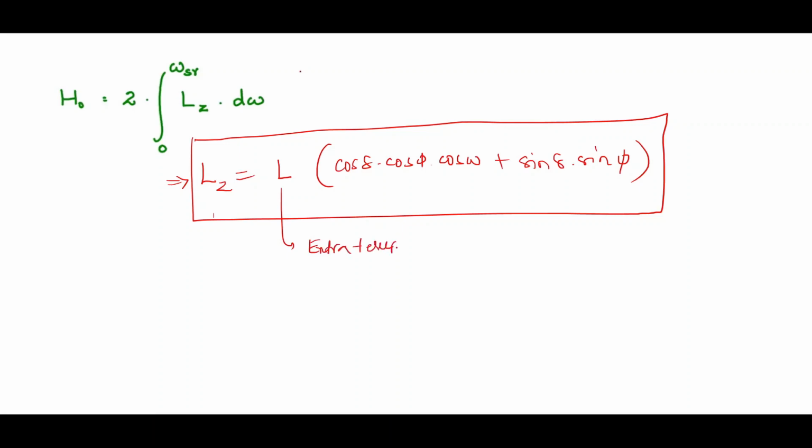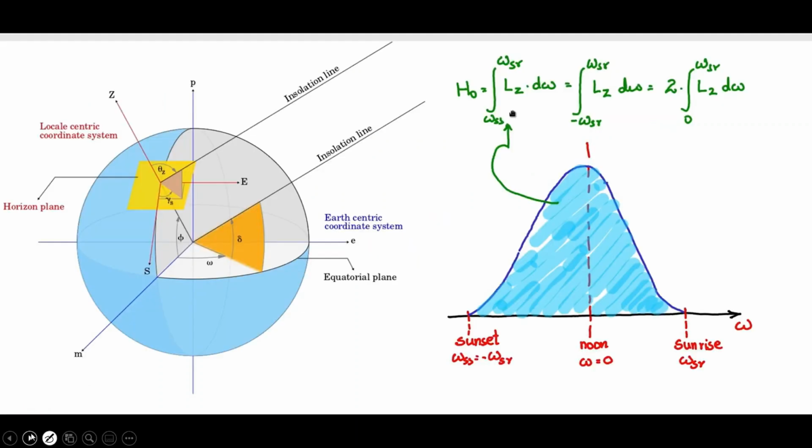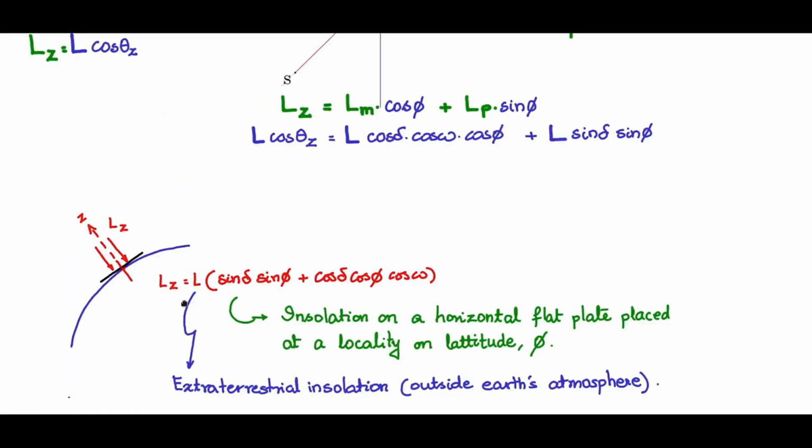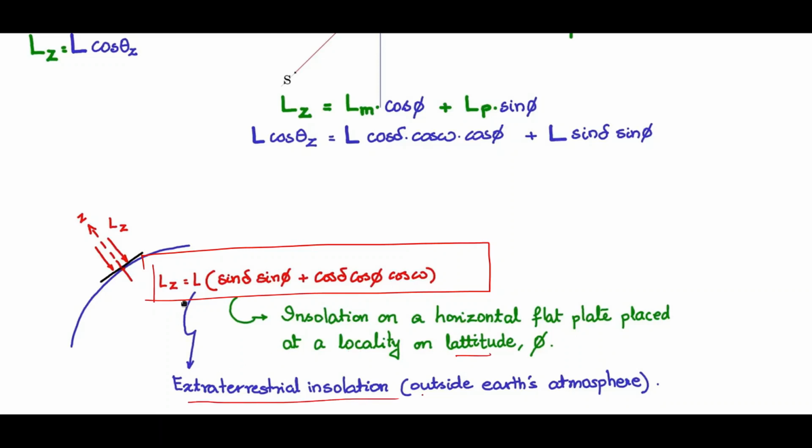Okay, extraterrestrial insolation. So let me go to that. So this is Lz, L into (sin delta sin phi + cos delta cos phi cos omega), where Lz is the insolation on a horizontal flat plate placed at a locality on latitude phi. So this L is called extraterrestrial insolation, outside the Earth's atmosphere.